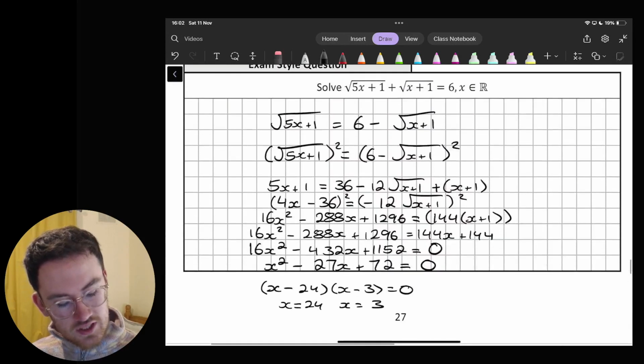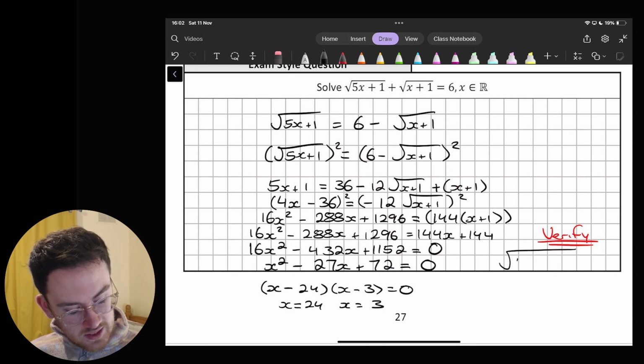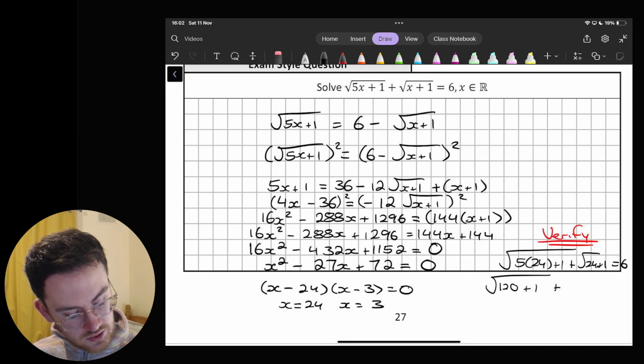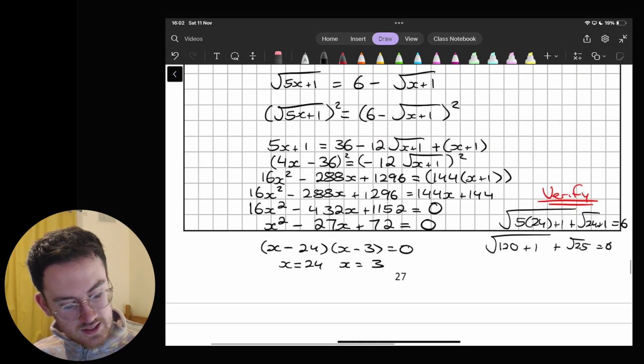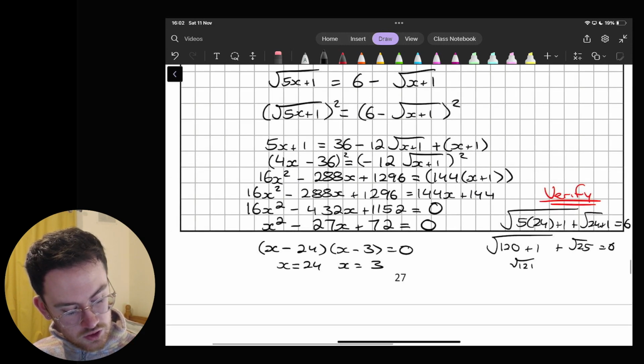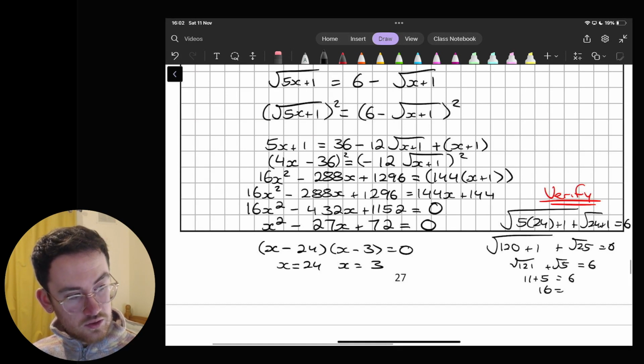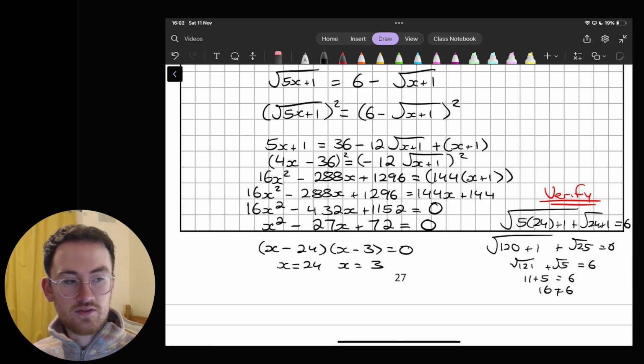So lastly, we just need to verify my solutions. I'll do that over here, subbing in. So √(5 times 24 plus 1) plus √(24 plus 1), and is that equal to 6? So 5 times 24 is 120, plus 1, plus 25. Is that equal to 6? Well, it's the square root of 121 plus the square root of 25. So 11 plus 5, and of course that is not going to be equal to 6. 11 plus 5 is 16, which is not equal to 6.